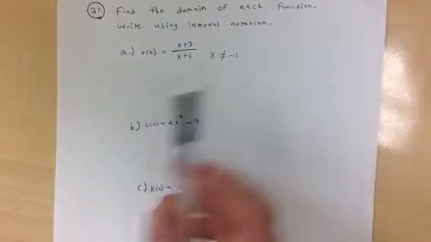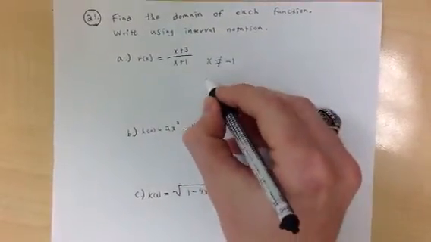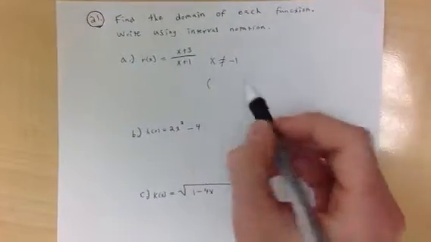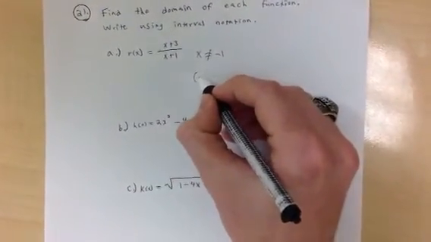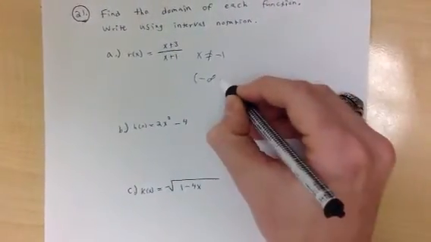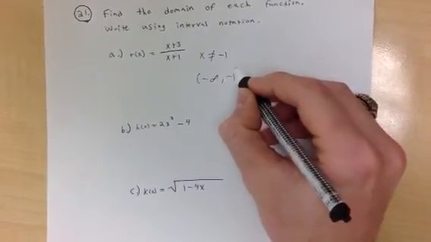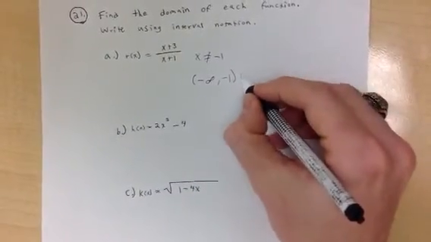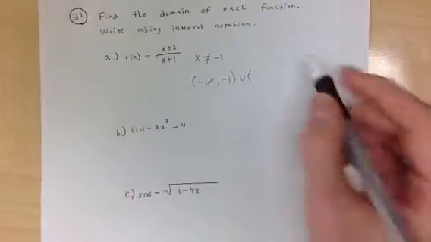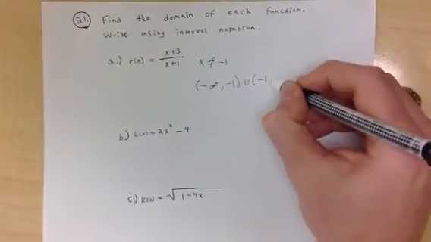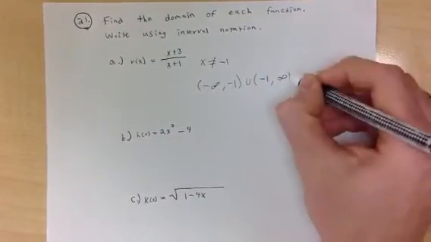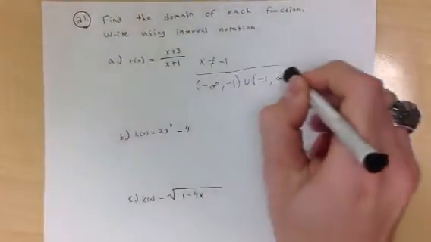That's the only one. So to write in interval notation, you do parenthesis, because you always use a parenthesis with the infinity sign. So it would be parenthesis, negative infinity, comma, negative 1, parenthesis, union with what's on the other side of negative 1, which is negative 1, comma, infinity, parenthesis. That's the answer for A.